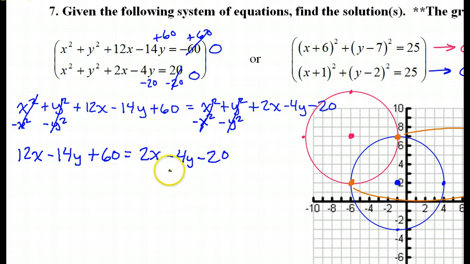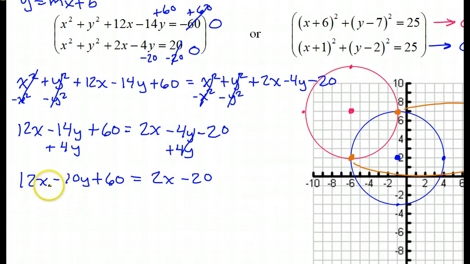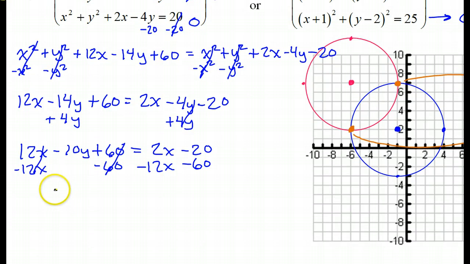I'm going to add 4y to both sides to get the y's together. If I'm thinking y equals mx plus b, then I want the y's on the left and the x's on the right. So that's why I'm adding 4y to both sides. So these y's are gone. That leaves me with 12x minus 10y plus 60 equals 2x minus 20. Now I'm going to subtract 12x from both sides. And while I'm at it, I'm going to subtract 60 from both sides. So that way these all cancel out. That's going to leave me with negative 10y is equal to negative 10x minus 80.